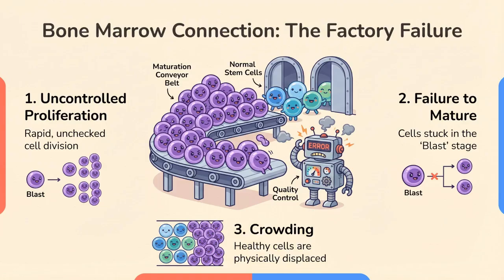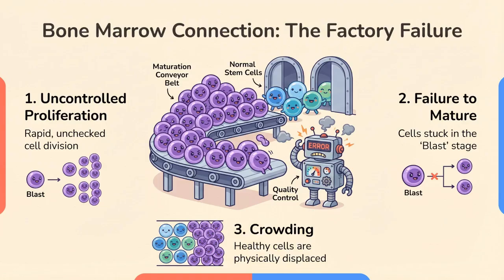Secondly, there's a profound failure to mature. The blasts are arrested at an early stage of development and simply do not differentiate into functional mature blood cells. This means the marrow is producing a large quantity of non-functional cells. And as a direct consequence of these two issues, there's severe crowding of normal cells. The rapidly expanding population of blasts physically displaces and suppresses the healthy hematopoietic stem cells.